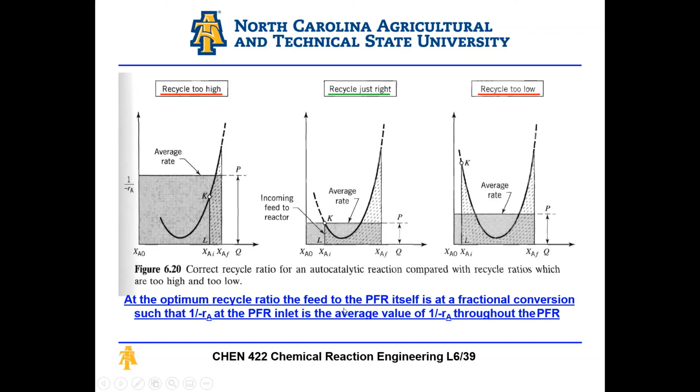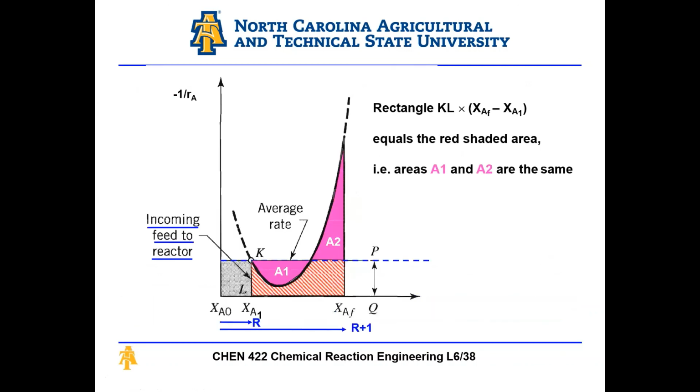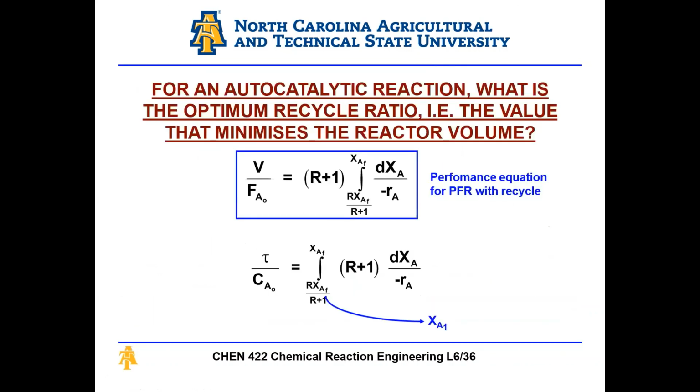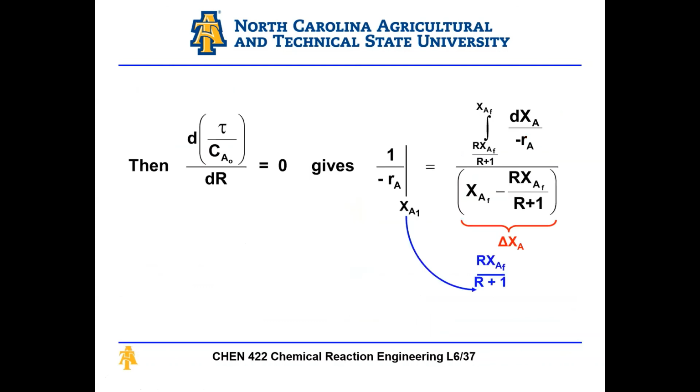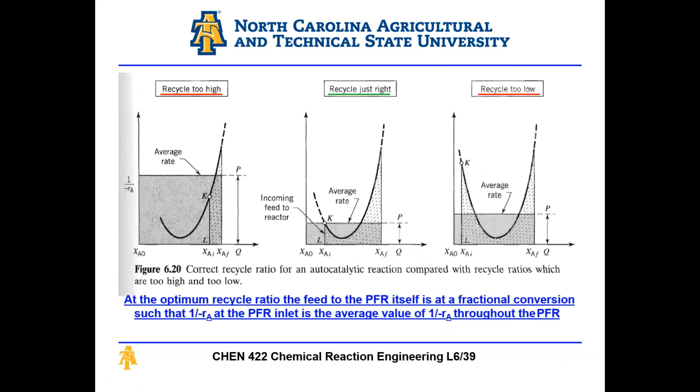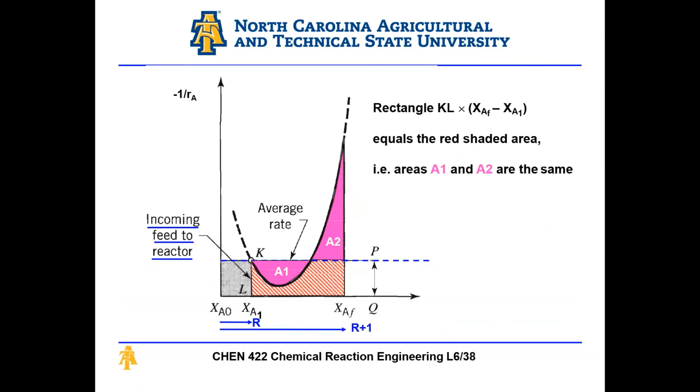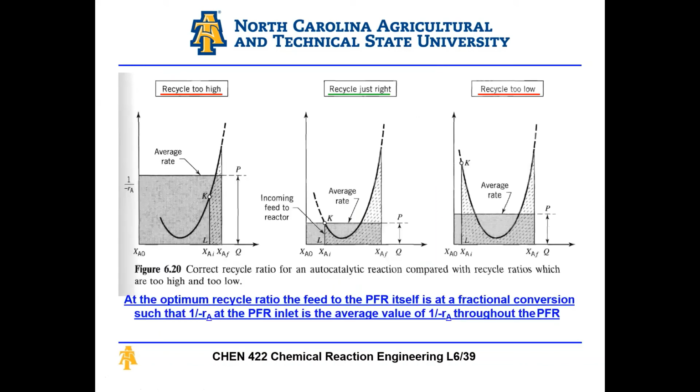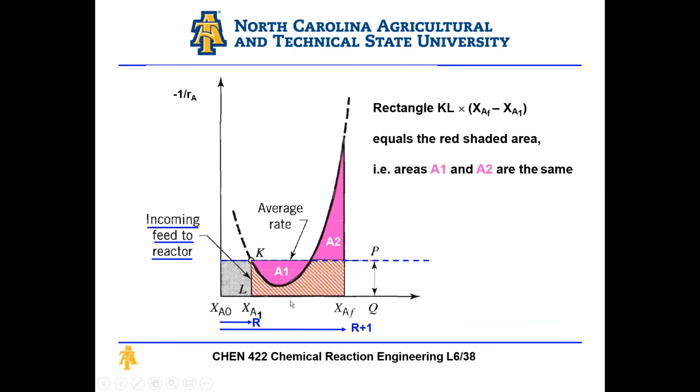And this is just something to know when designing these systems. You won't really be tested on it. Just know it in case you deal with it at some point in your career. But basically, if you have an autocatalytic reactor and you want to identify the best point of recycle, you need to look at this chart and move your inlet and outlet conversions in a way such that the area of A1 is equal to the area of A2.